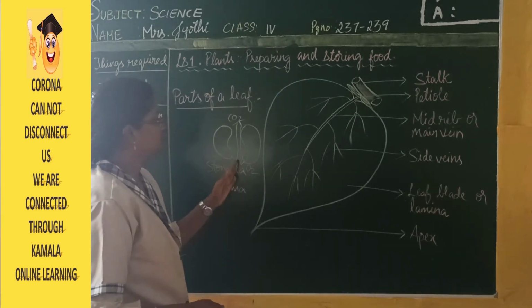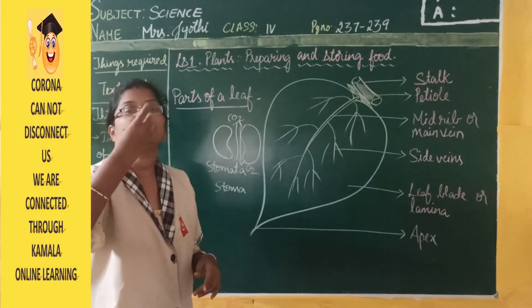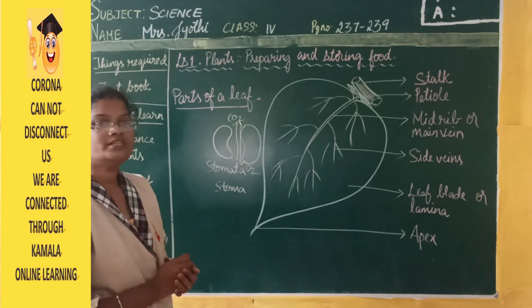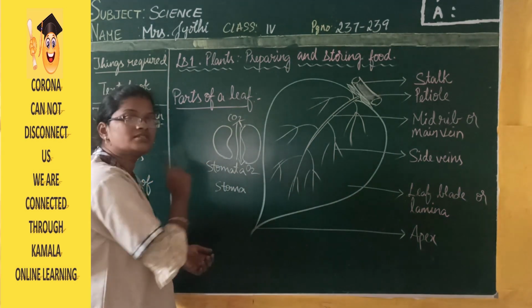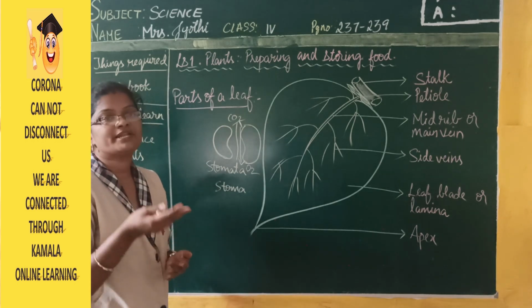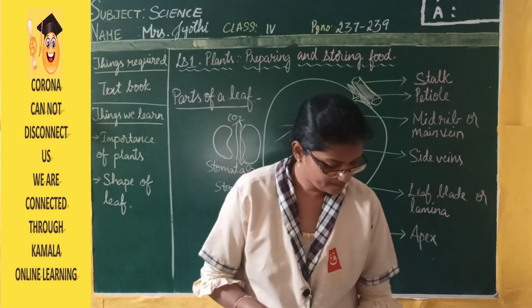So the plant is going to breathe in carbon dioxide and breathe out oxygen. How is it going to breathe? It is going to breathe through this stomata. So where is this stomata present? It is present on the lower side of the leaf.